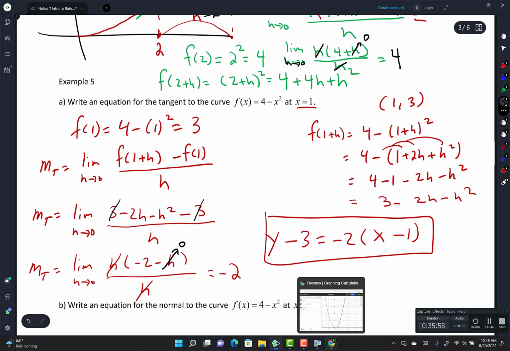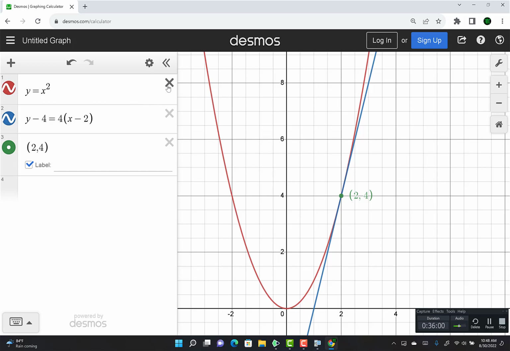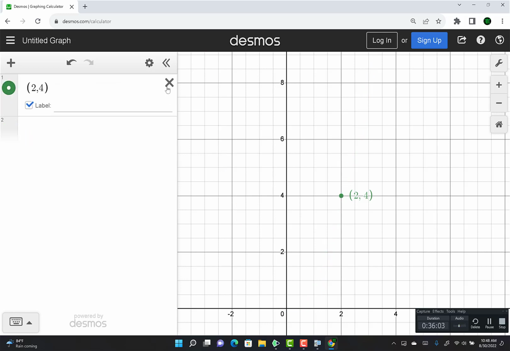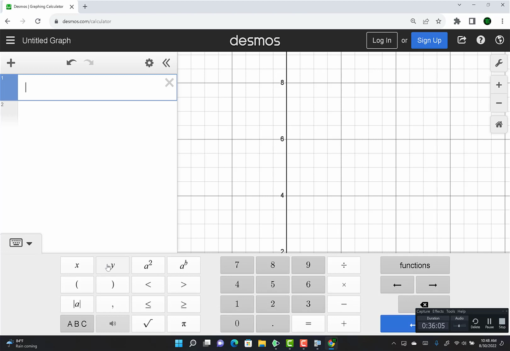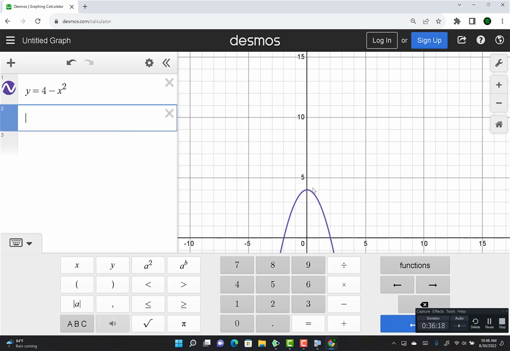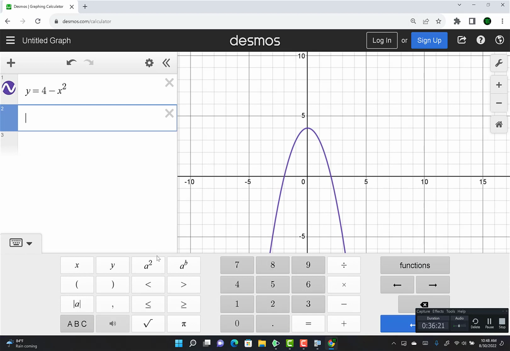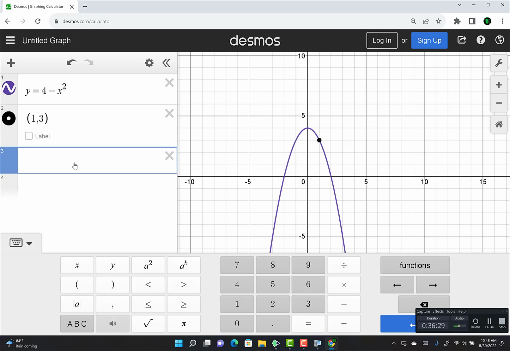So check it out. I go to Desmos. I'm going to type in my equation. What's my equation? y equals 4 minus x squared. All right, so there it is. And I want my slope at what point? Was it (1, 3)? And then here's my point slope formula. What is it?